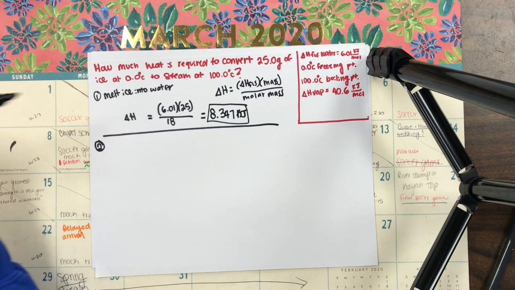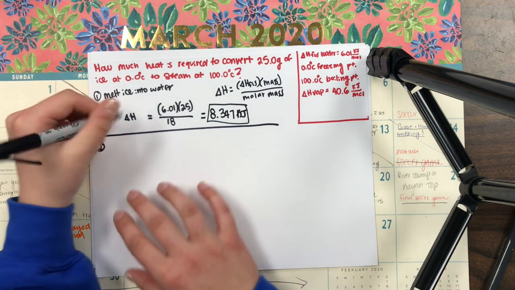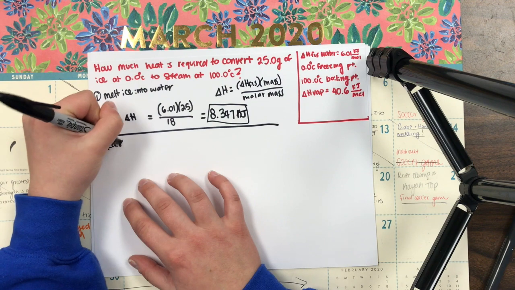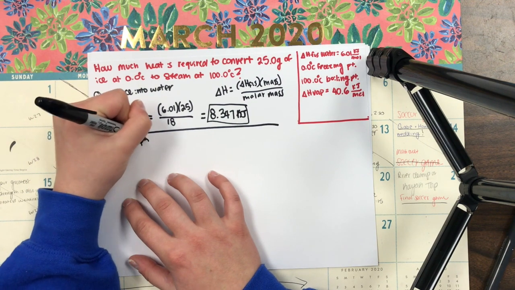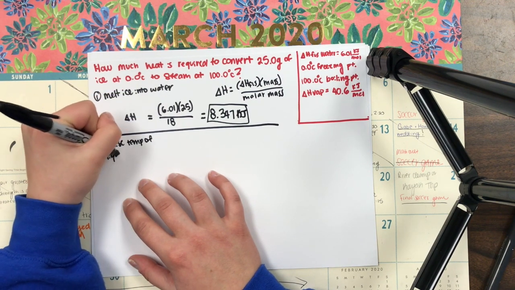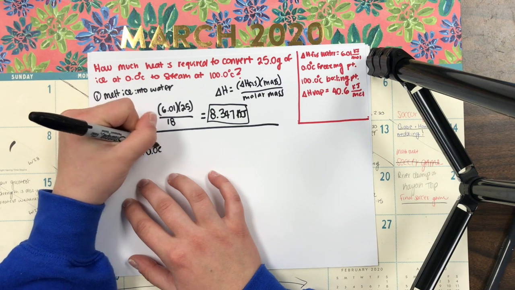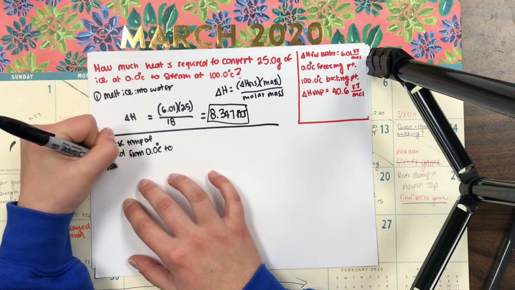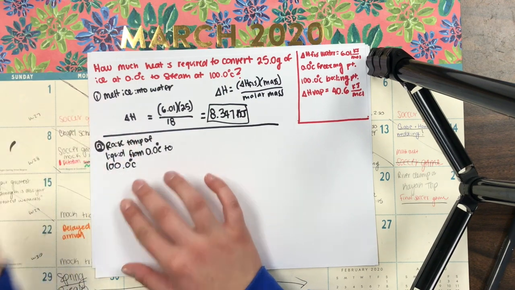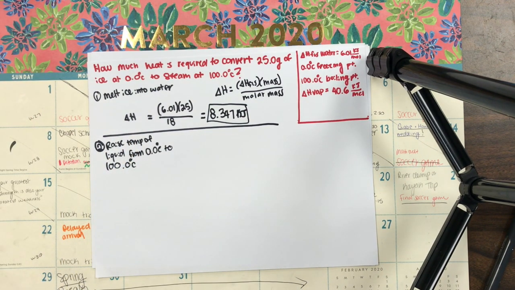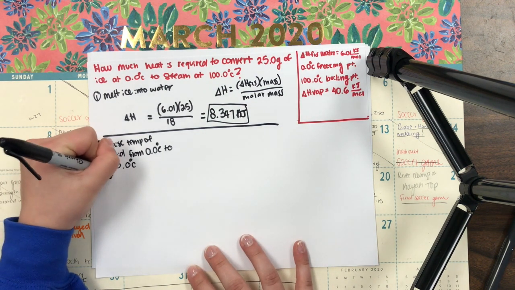So now I need to raise the temperature of that liquid from 0 degrees Celsius to 100 degrees Celsius. In order to do that, I actually need to use a specific heat equation. So step number 2 is going to be to use a specific heat equation.